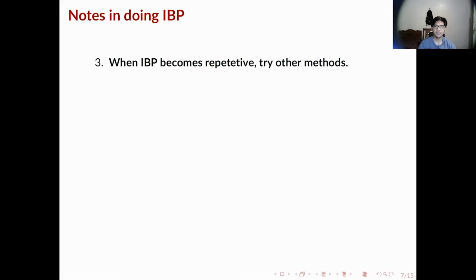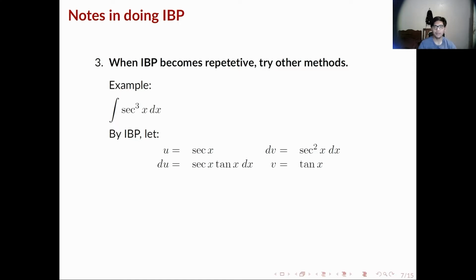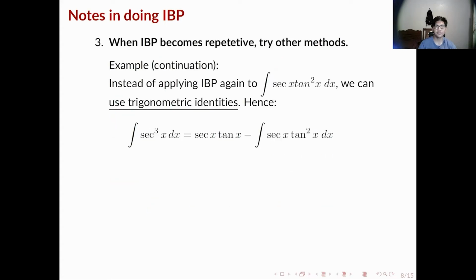When IBP becomes repetitive, we have to try other methods. An example to this is the integral of secant cube x dx. By IBP, let u be equal to secant x and dv equal to secant squared x dx. We get that du is equal to secant x tangent x dx, and v is equal to tangent of x. Then, we get that the integral of secant cube x dx is equal to secant x tangent x minus the integral of secant x tangent squared x dx.